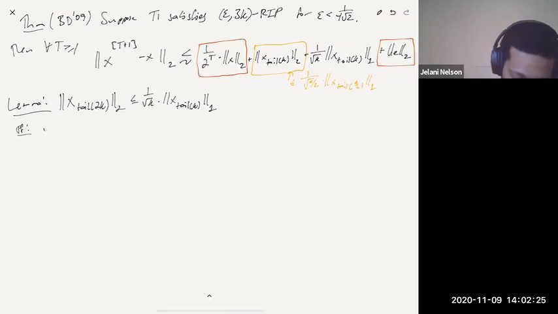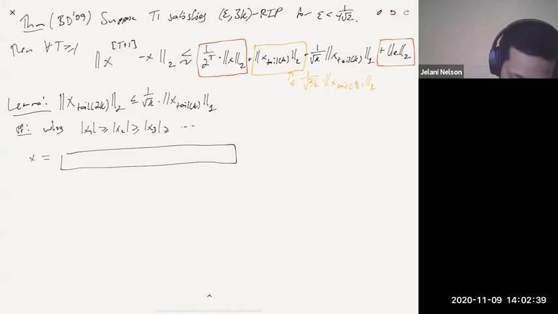Let's just, without loss of generality, pretend that the entries of x are sorted in descending order. So x1 is at least x2 is at least x3, etc. And now I'm going to, just like I did in previous proofs, divide up the entries of x into blocks. I'll call this S1, which has size k, and then S2 has size k, etc.